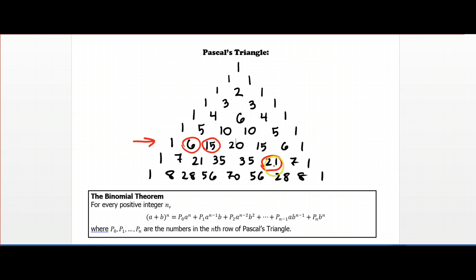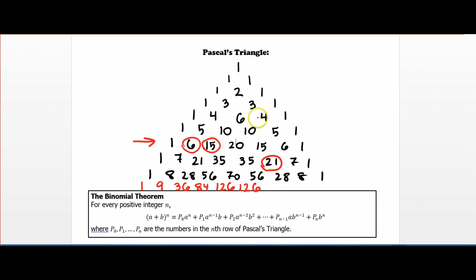So to create each subsequent row after you start with the number 1, you take the two numbers above, add them together, and that's what gives you the next number. So if I wanted to create my next row down below, I would start with a 1. 1 plus 8 is 9. 8 plus 28 is 36. 28 plus 56 is 84. 56 plus 70 is 126, and then we have another 70 plus 56, 126.